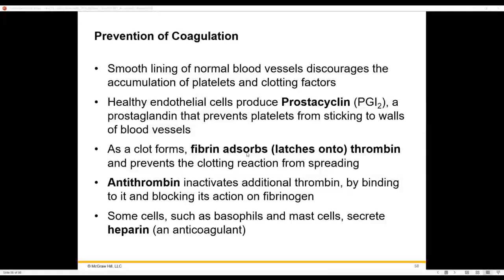To prevent coagulation, the smooth lining of normal blood vessels discourages the accumulation of platelets and clotting factors. Healthy endothelial cells produce prostacyclin, or PGI2, a prostaglandin that prevents platelets from sticking to the walls of blood vessels. As a clot forms, fibrin adsorbs or latches onto the thrombin, and this prevents the clotting reaction from spreading. Antithrombin inactivates additional thrombin by binding to it and blocking its action on fibrinogen. Some cells, such as basophils and mast cells, secrete heparin, which is an anticoagulant.